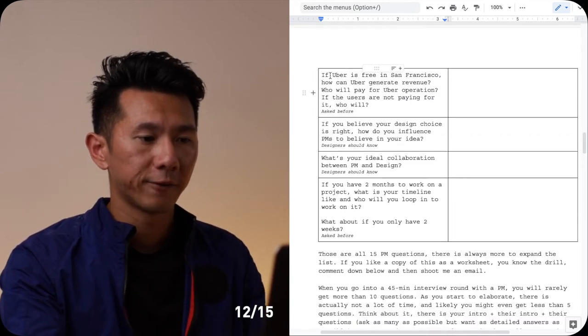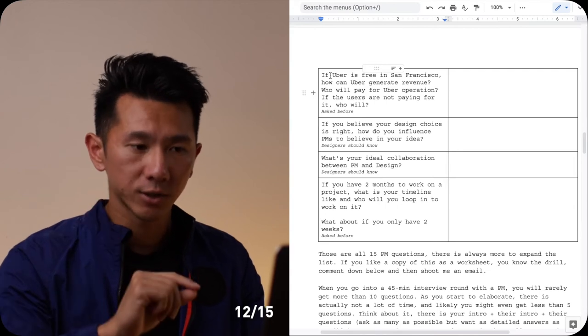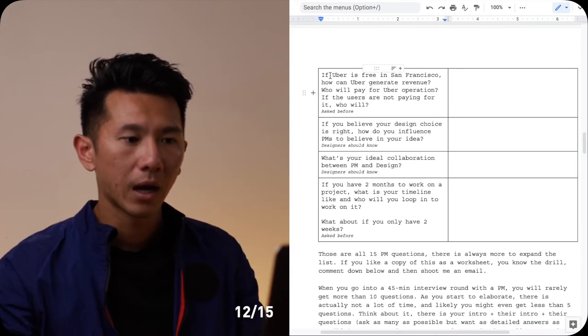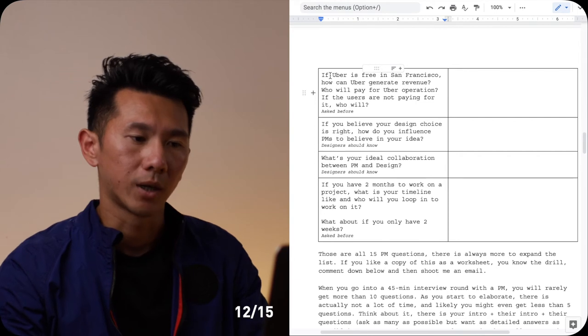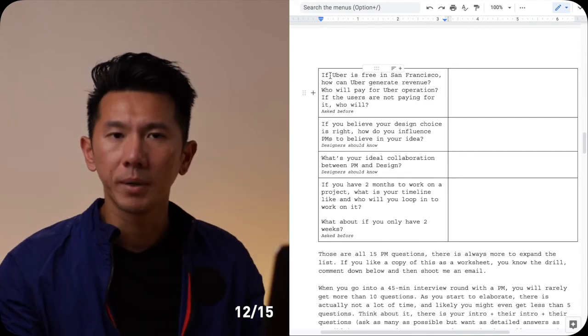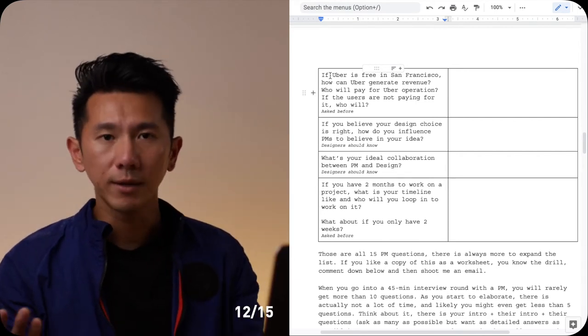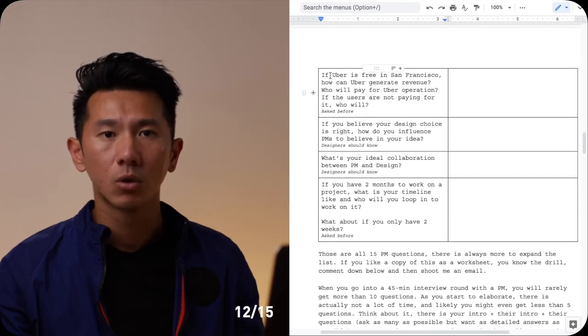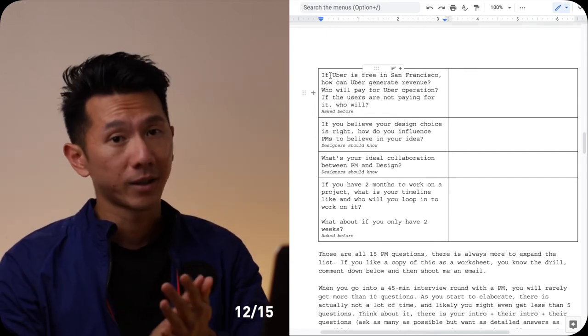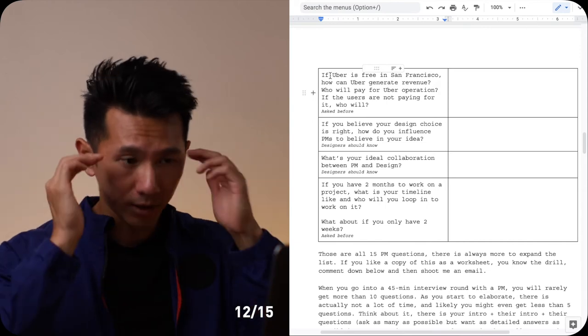Next, if Uber is free in San Francisco, only the San Francisco area, how can Uber generate revenue? Because if it's free, then who's going to pay for Uber's operation? If users are not paying for it, we are taking Uber for free. Who is paying for it? It's really picking your brain, huh? This is product thinking, product intuition.